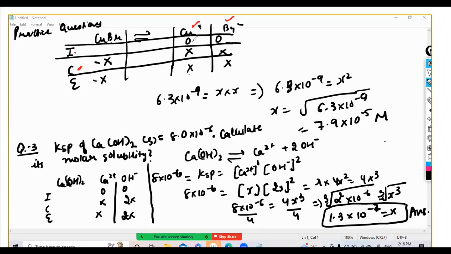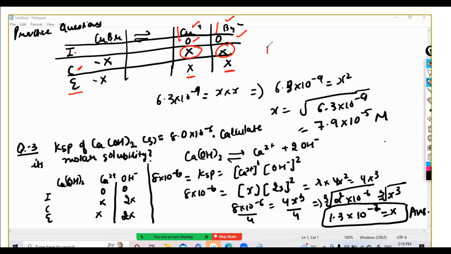Initially the products were zero. At initial there were no products, there was just CuBr. Let's say X got dissociated over here, and X is formed, and X is formed, because it's 1 and 1, so they're in a stoichiometric ratio of 1 to 1. So what will be the concentration at equilibrium? 0 plus X gives you X here, and 0 plus X gives you X here.